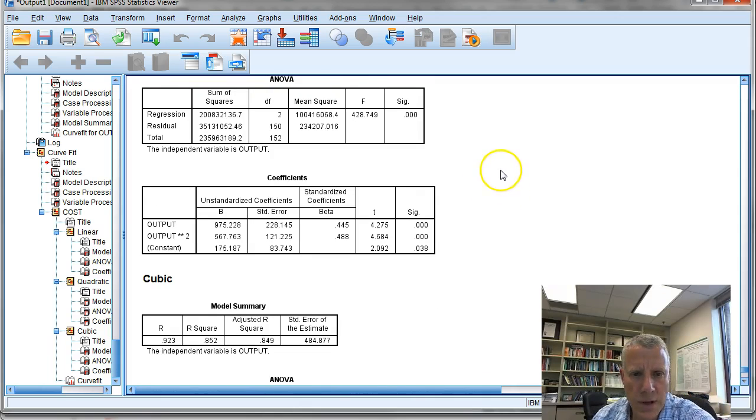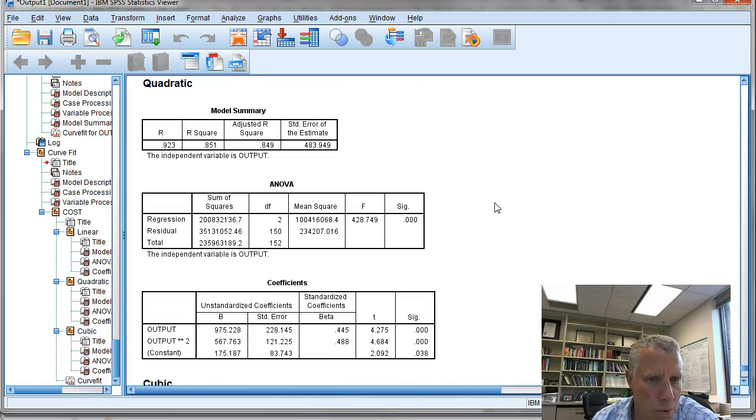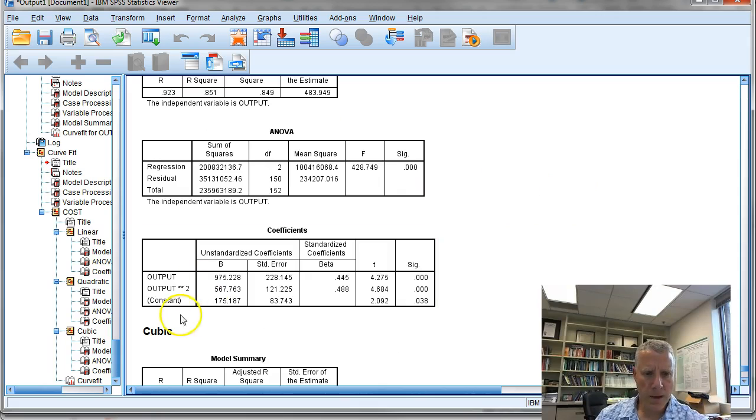So here we have the quadratic model with output and squared output. This one looks to be a little bit more theoretically pleasing. We've got a higher R squared, which is good. We've got a constant term that's 175, so that would be our fixed cost. And then our variable cost is these two variables, output and output squared, and all the t statistics are above 2. So we would look at this model and say that it's performing better than the linear model.